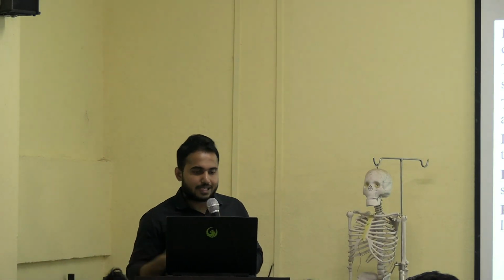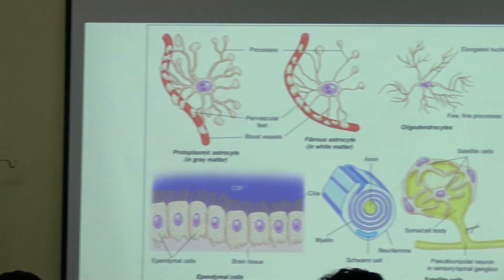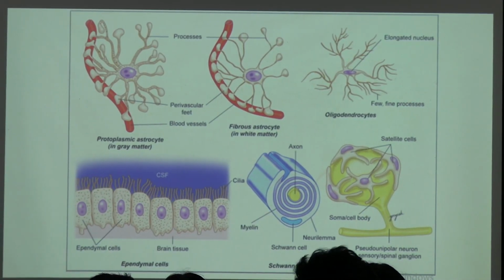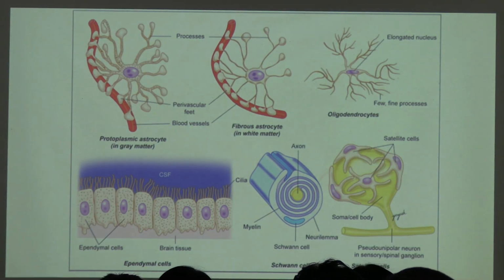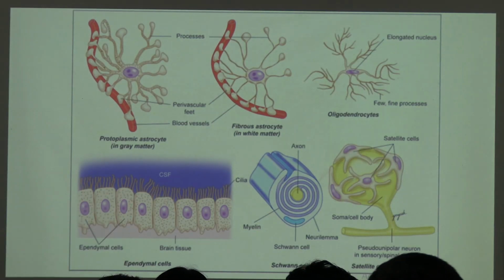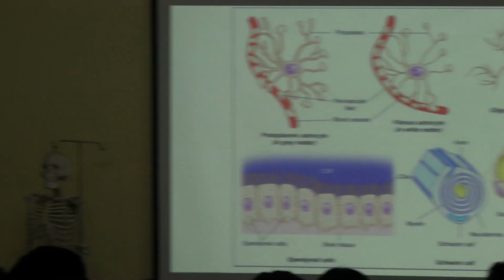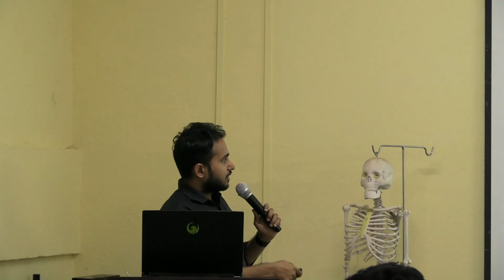The types of neurons are done. Next is the neuroglial cells. Here is the diagram of the neuroglial cells. In the beginning I told you these are nothing but the supporting cells, and the number of neuroglial cells is more than the neurons in the central nervous system. Different neuroglial cells are there, and among them the majority are the astrocytes.